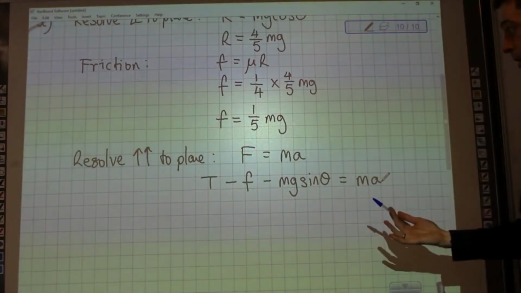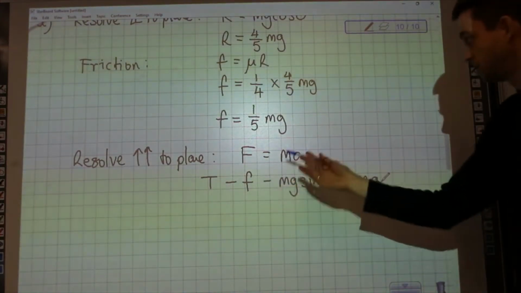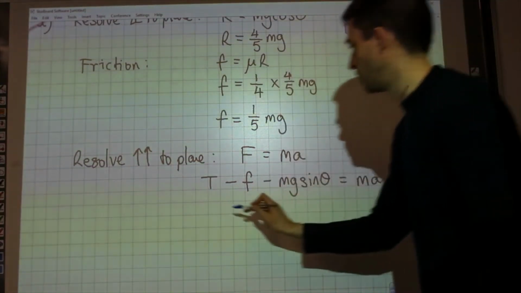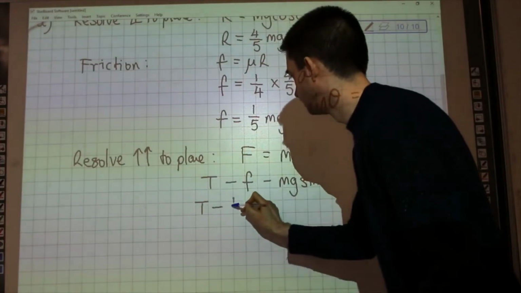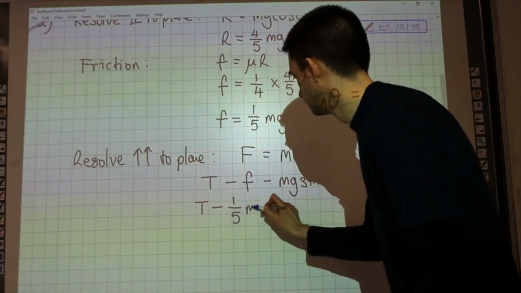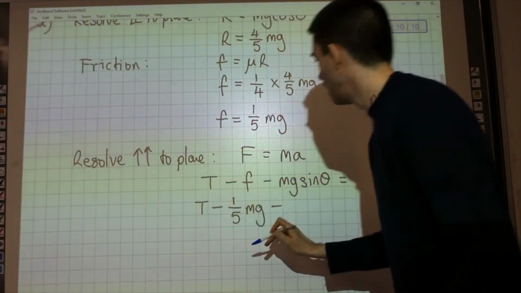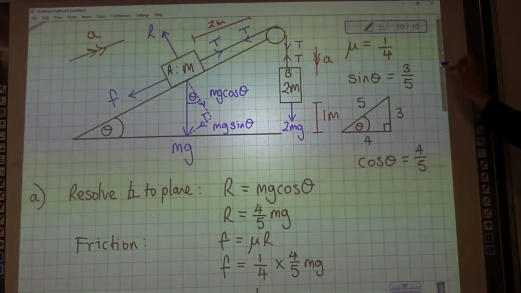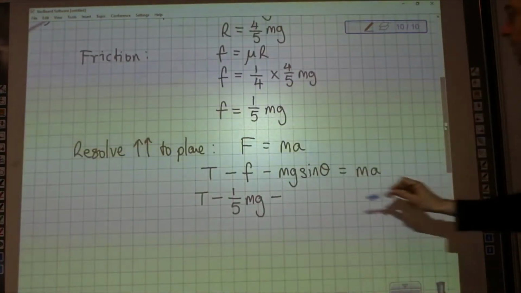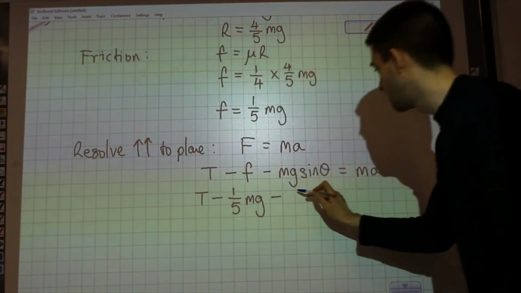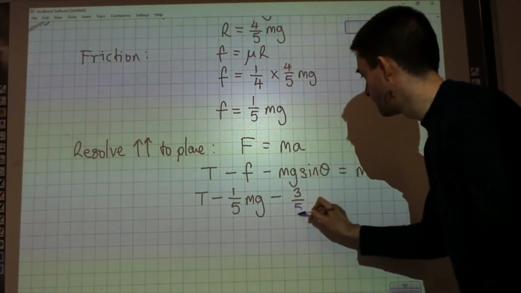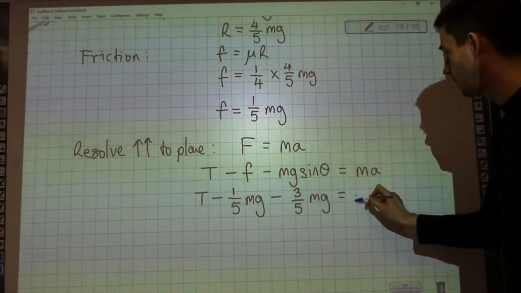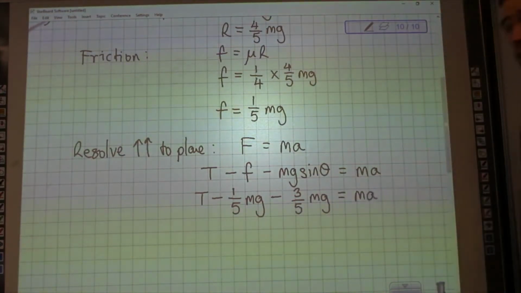Now I know quite a lot of this as values in terms of m and g, so I can put that into it now. I know that friction is 1/5 mg, so I'm going to put that in. I also know that sine theta is 3/5 because I was told it in the question, so I'm not going to write mg sine theta, I'm going to write 3/5 mg, replacing sine theta with 3/5, and that equals mass times acceleration.